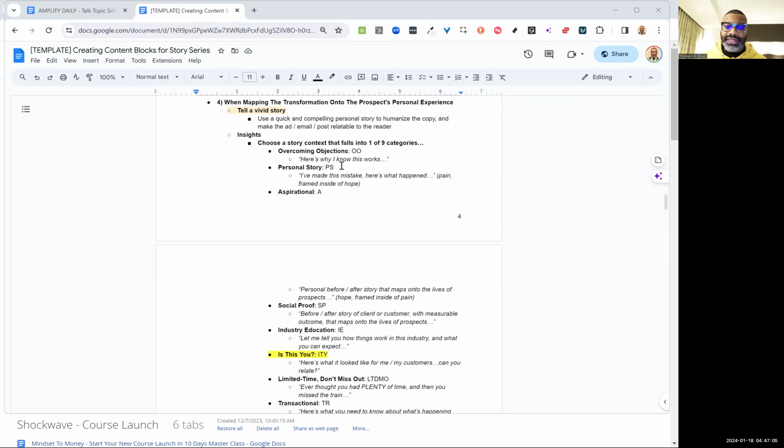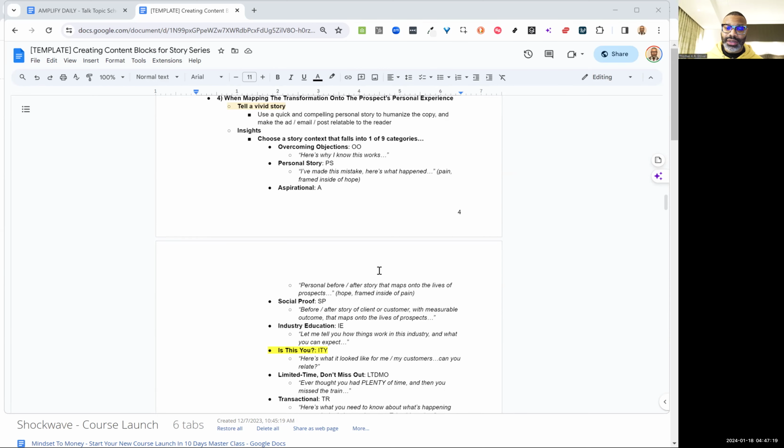And these 9 categories, as I talked through before, are overcoming objections. Here's why I know this works. Personal story. I've made this mistake. Here's what happened. This is pain framed inside of hope. Aspirational. Personal before-after story that maps onto the lives of your prospects. This is hope framed inside of pain.